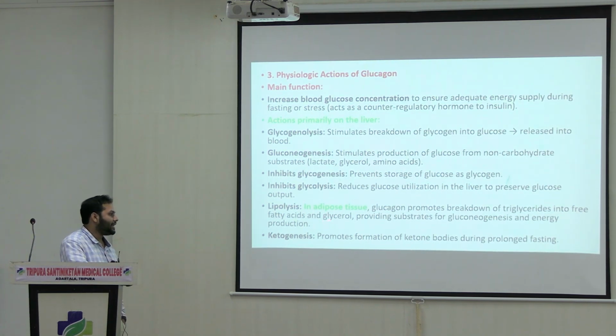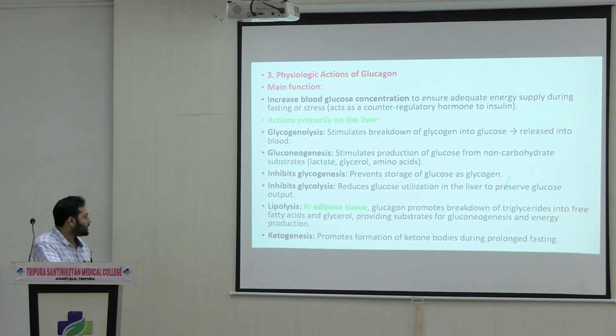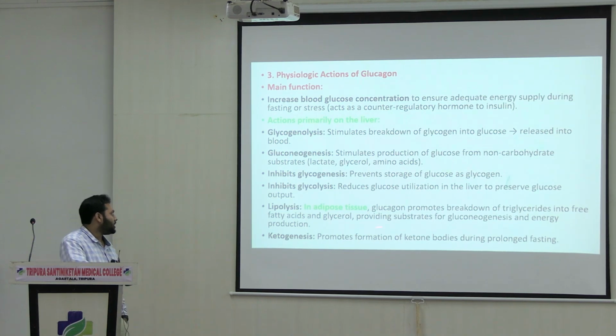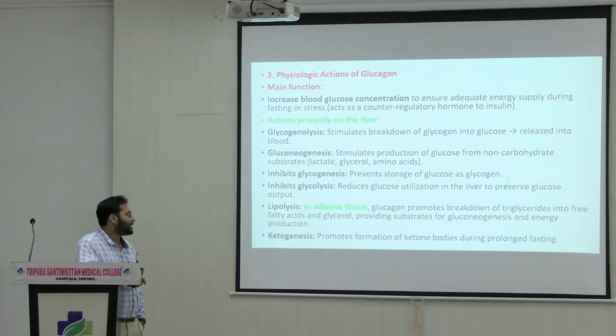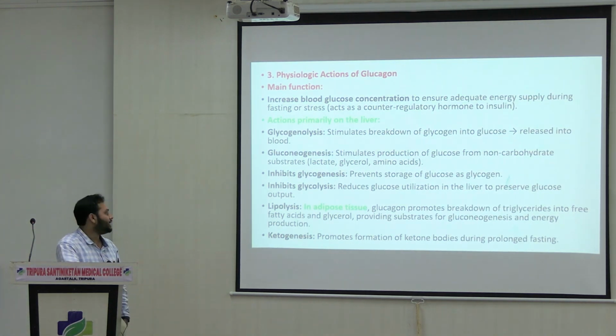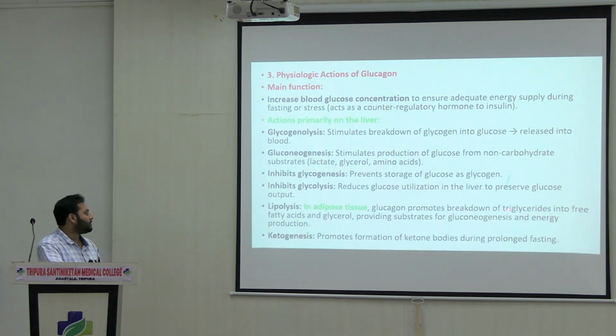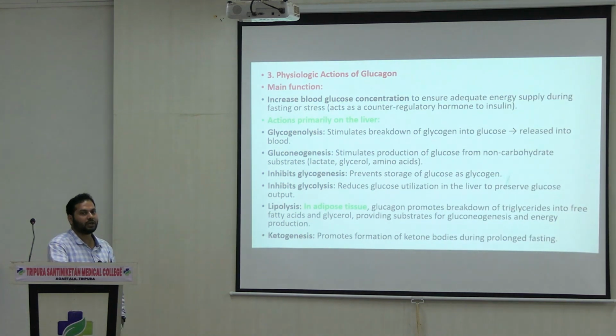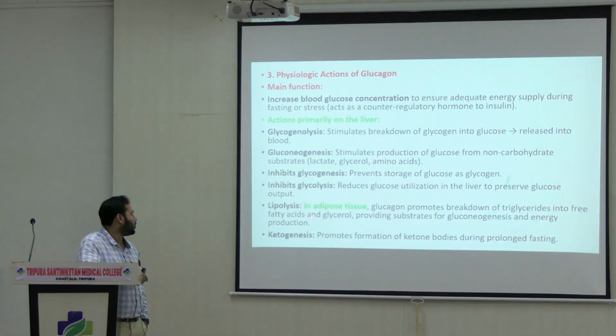That basically takes place in the adipose tissue. Glucagon promotes the breakdown of triglycerides into free fatty acids as well as glycerol. Along with this, it provides certain substrates. Those substrates are essential for certain metabolic events like gluconeogenesis. These triglyceride breakdowns ultimately produce energy. The breakdown of lipids gives energy.